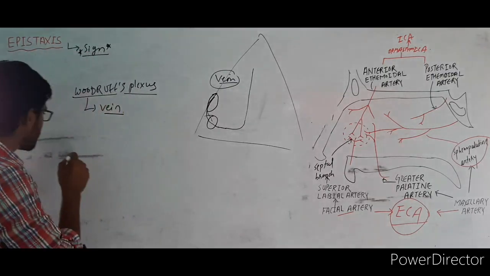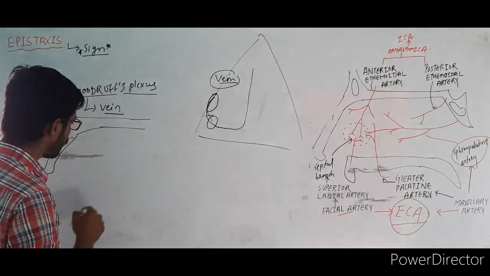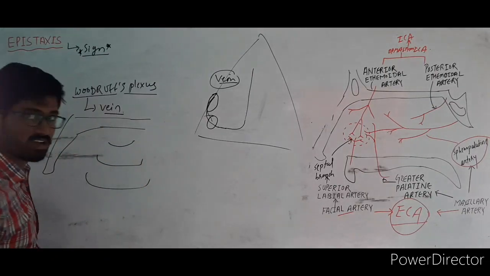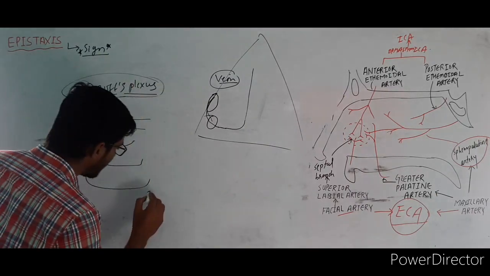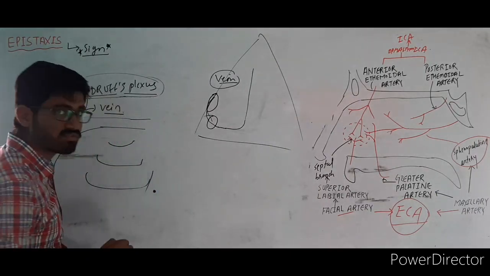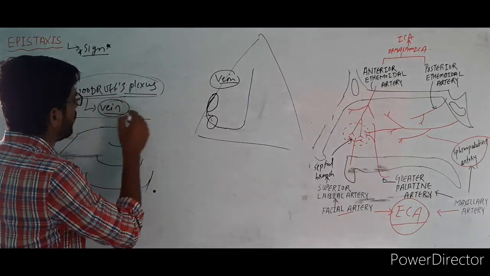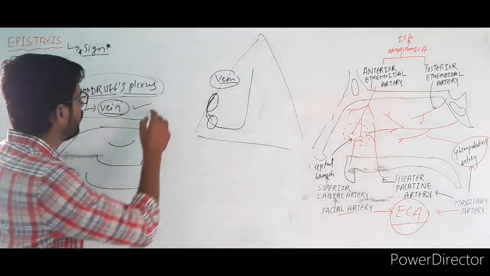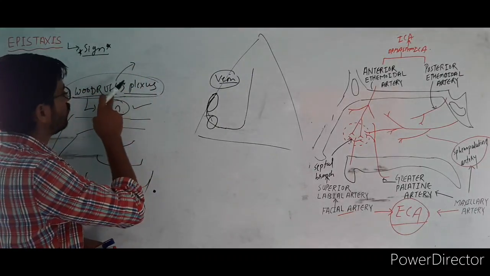Here is your nasal septum, sorry, the lateral wall. Here is your superior turbinate, here is your middle turbinate, and here is the inferior turbinate. This is the exact diagram. Woodruff's plexus is present somewhere here, inferior to the posterior end of the inferior turbinate. It is the plexus of veins, and this is very common.